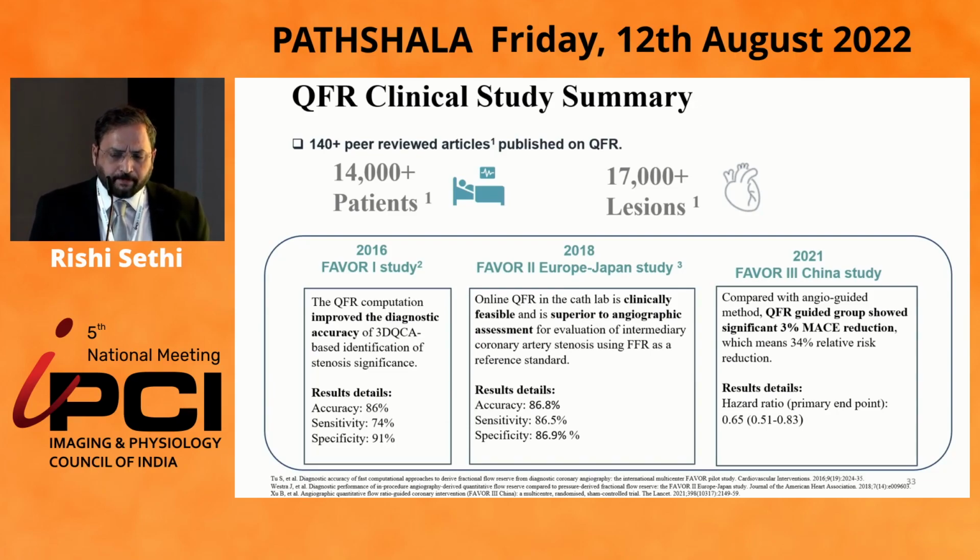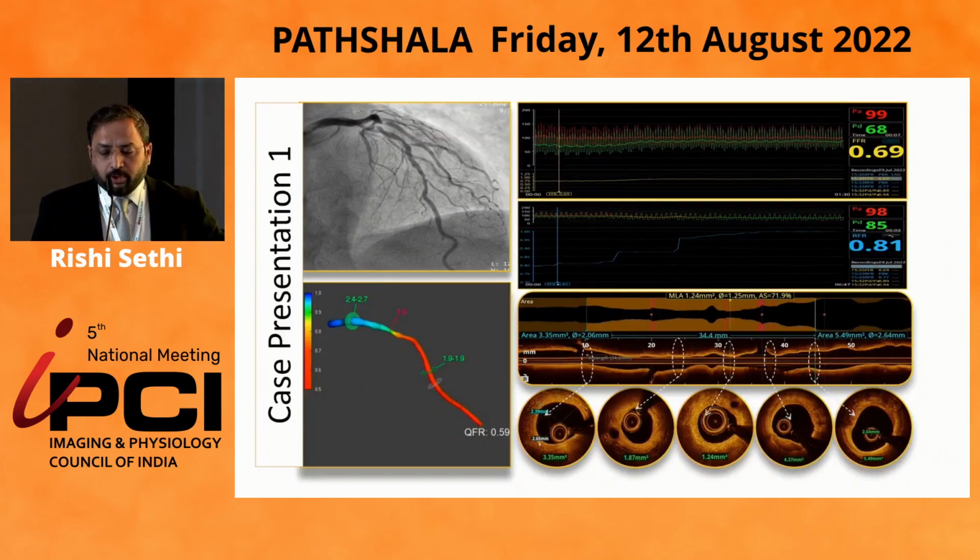In the FAVOR 3 China study, we found that there is a lesser MACE rate when QFR was used. These are two clinical scenarios where we have used angiogram, OCT, FFR, and QFR in the same patient. You see here there are two lesions, one tight one and one a little distal, a doubtful lesion. When you look at the QFR values, you see two pressure drops here. So both these lesions were significant, and this was also proved on OCT findings, with an MLA of 1.87 and 1.24.